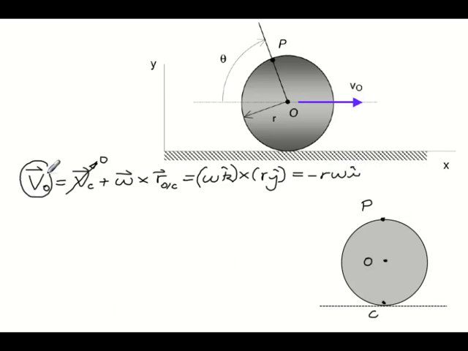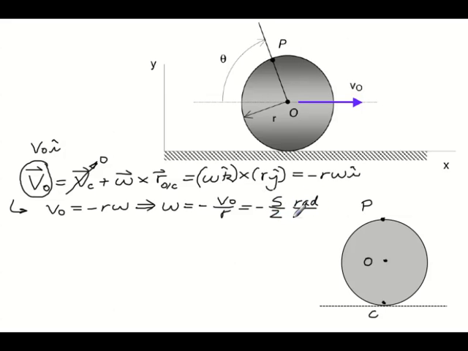VO, O is moving on a straight line, x direction, so that's VO i like this. So I can balance out the coefficients in front of i and see that VO is equal to minus R omega. So we see from here that omega is equal to minus VO over R. VO is a positive 5, so this is 5 divided by 2. That's, of course, in radians per second.